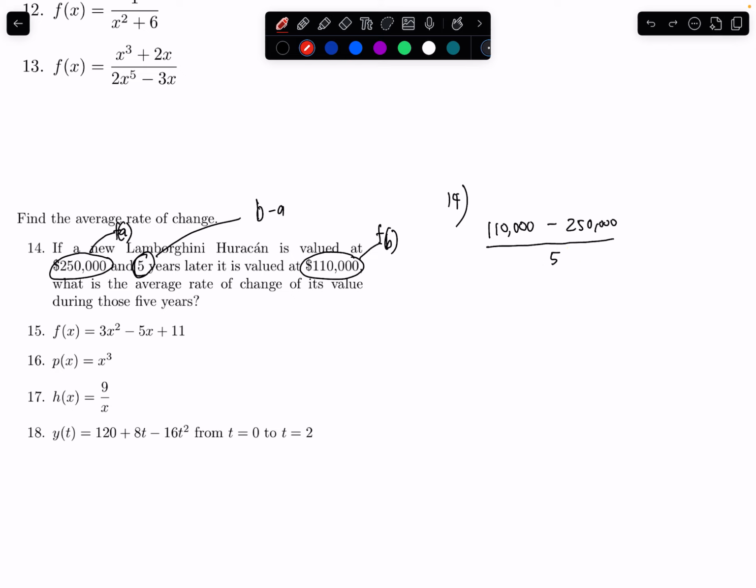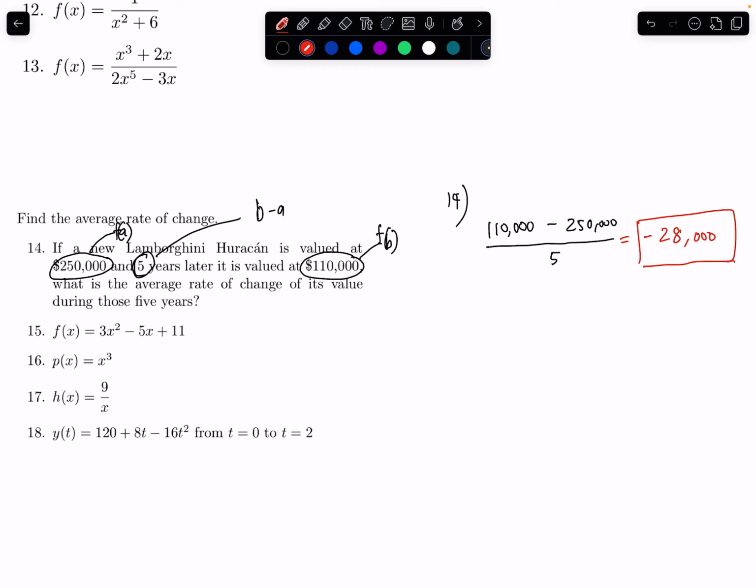Okay, and then you just subtract 5 by 5, and then the result. I'm not really good at this kind of math stuff, so I'm just gonna cheat and plug it into my calculator. So 110,000, I'm typing it in and telling you as I'm writing it, minus 250,000 is negative 140,000. I take that number and divide it by 5. So this is going to be negative 28,000.